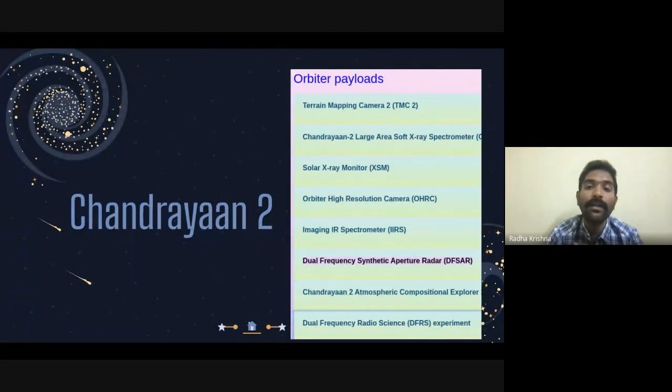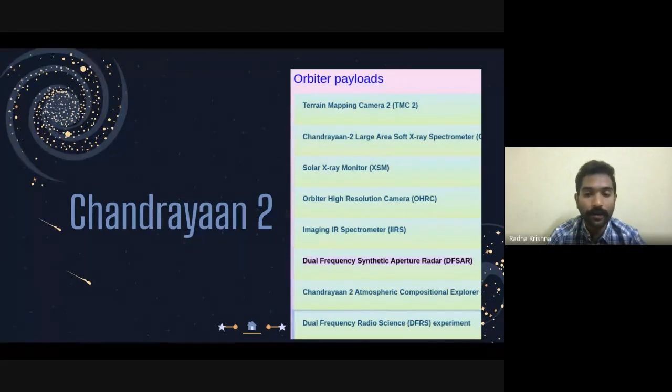One more thing is the solar X-ray monitor. It is like monitoring the X-rays that are coming from the Sun. That is the orbiter that is doing the work. The orbiter high resolution camera is also similar to the terrain mapping camera, but it has higher resolution, right? So you can see clearer things. By using both of these cameras, you can actually construct a 3D profile of how the craters look and how the Moon surface is.